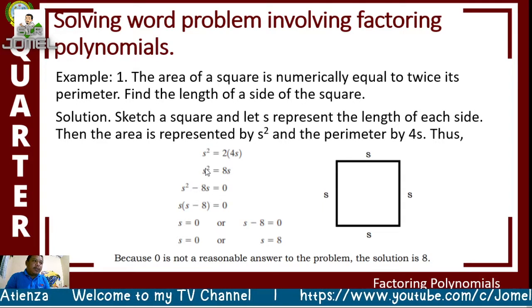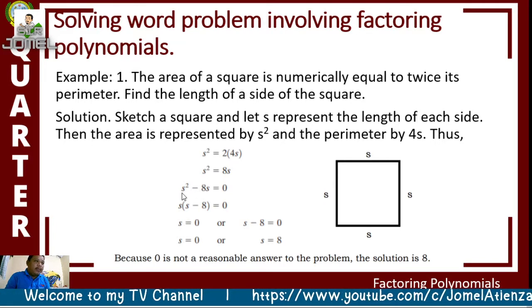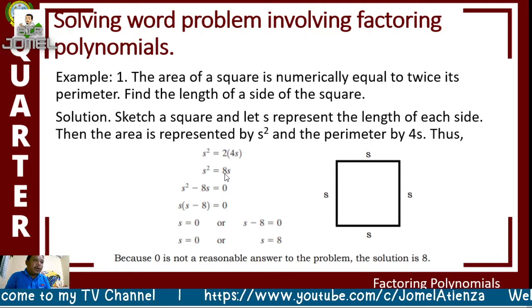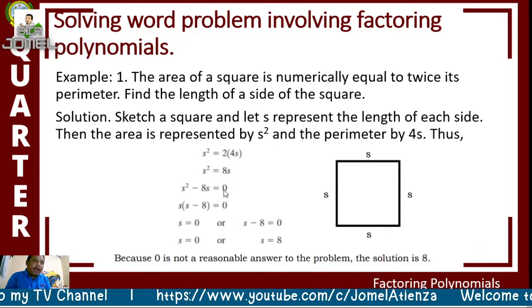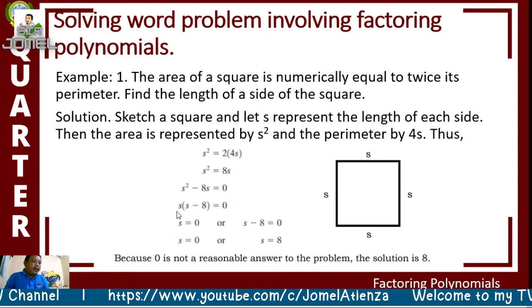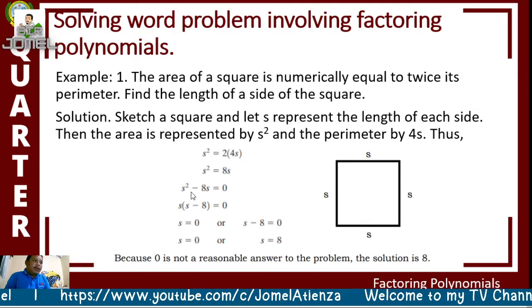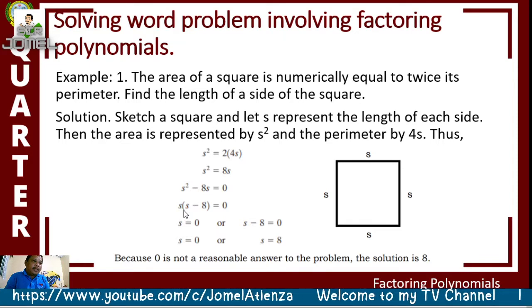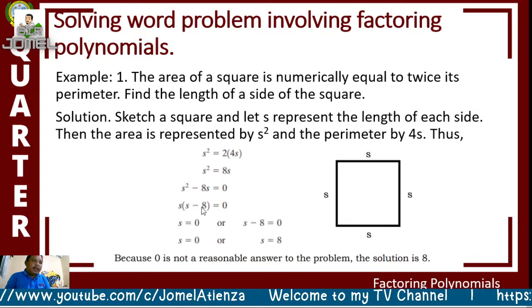If we transpose it to the other side, it will become negative 8S. So, therefore, we have now S square minus 8S is equal to 0. Kasi since itranspose natin dyan, dito sa equation natin, so meron na tayong 0. So, ipapactor po natin itong S, factored out. So we have S times the quantity of S minus 8.